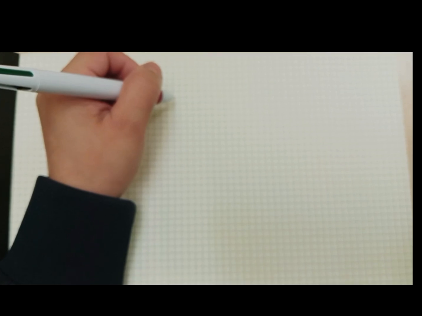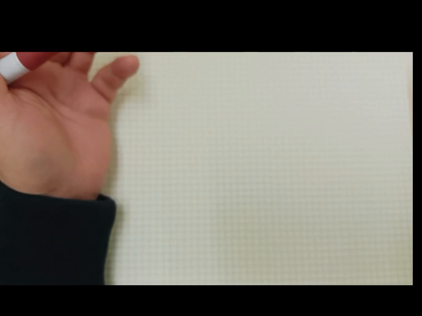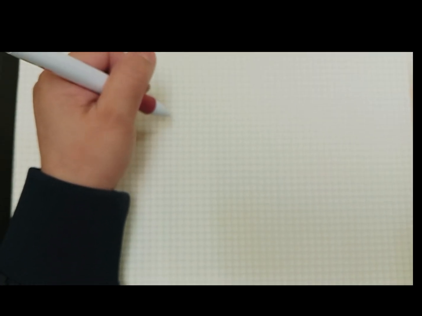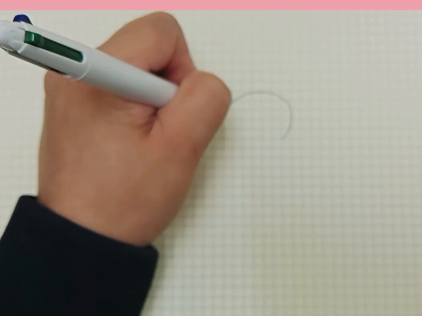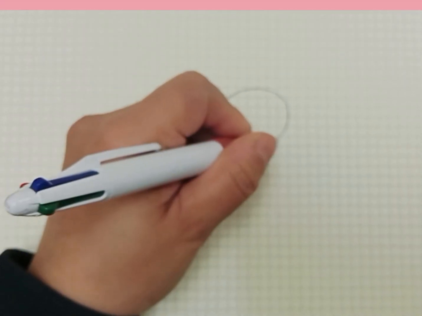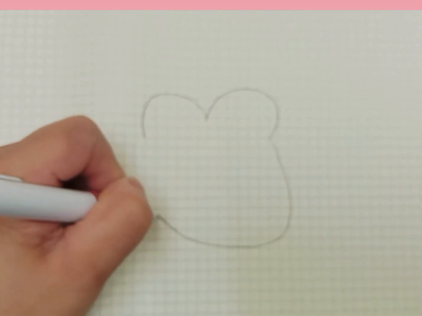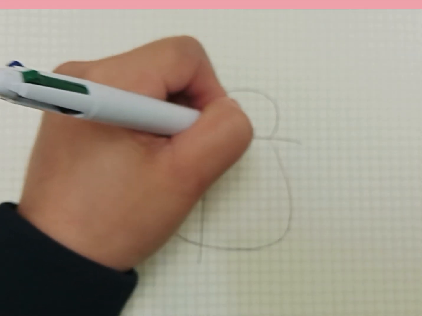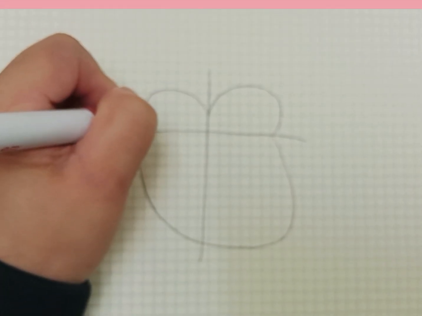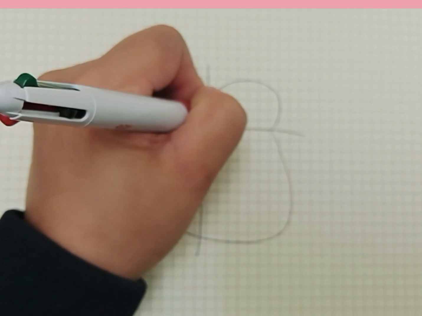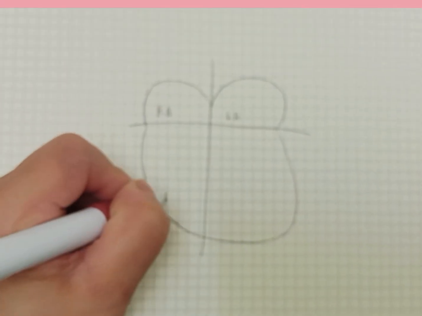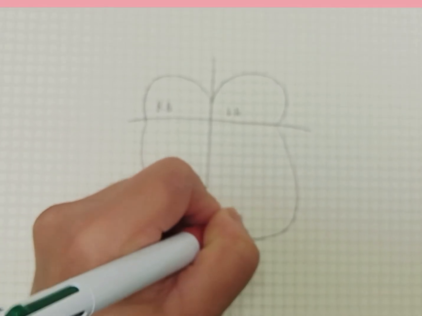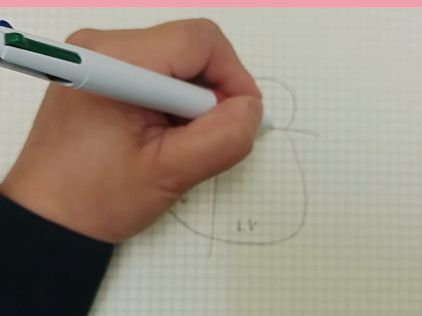Hi, today we are talking about the heart and its significance and connection with the 12-lead ECG. So this is our heart. Our heart is divided into four chambers, which are the right atrium, left atrium, right ventricle, and left ventricle.